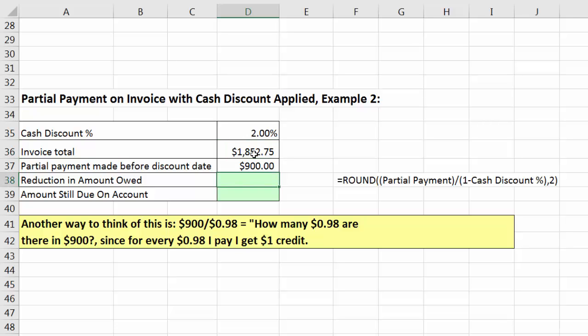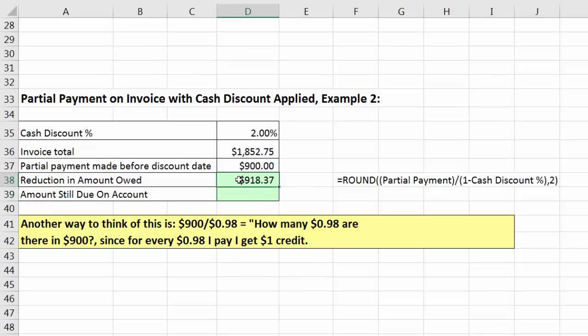So how do we do that? We need to bump this 900 up to something bigger than 900. So I take equals the amount we paid divided by 1 minus the cash discount. That 1 minus will give us 98. Notice anytime we divide some number by a number smaller than 1, that's 0.98, it'll always result in a bigger number than the numerator. So when I close parentheses and enter, there's the amount we get credited. I'm absolutely happy to take $18.37 as a cash discount.